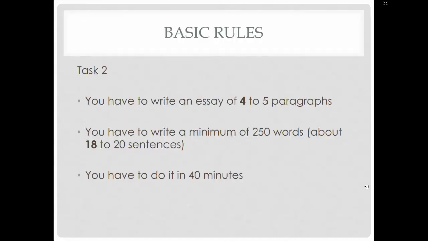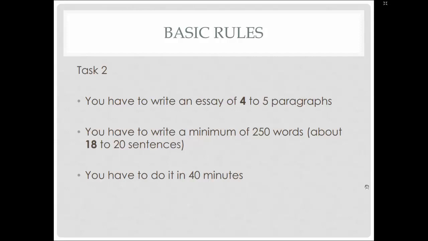You have to write an essay of 4 to 5 paragraphs. You have to write a minimum of 250 words, which is about 18 to 20 sentences. You'll see that the 4 is highlighted, and the reason why is because pretty much you only have to do 4 paragraphs. It's 250 words, and 4 paragraphs will allow for you to answer the question very well and finish on time. And you have to do it all in 40 minutes.